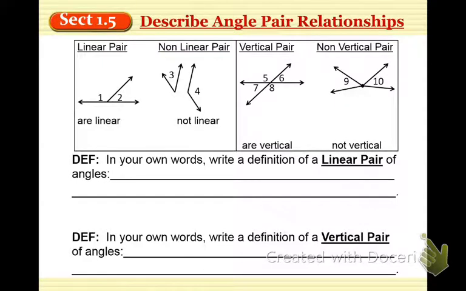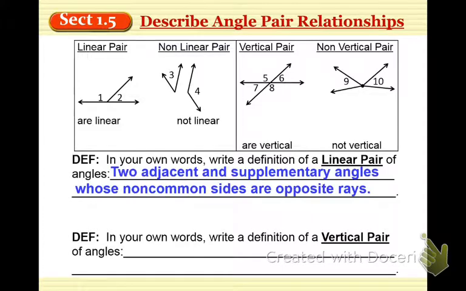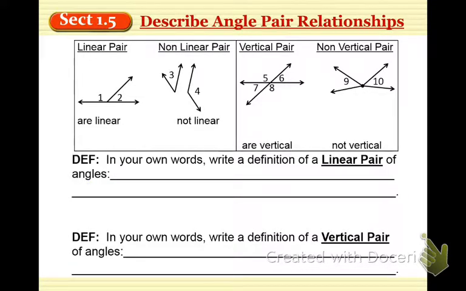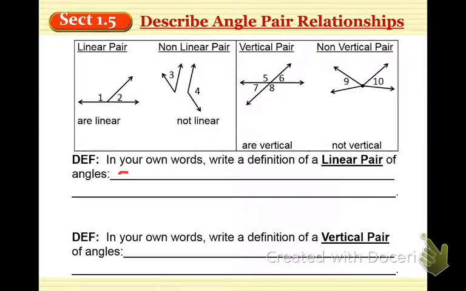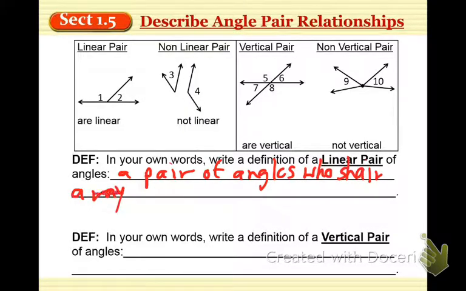Let me give you a little bit more formal definition. I didn't use the textbook definition. I would say a pair of angles who share a ray, or a side, let's say a side. That's the adjacent part of the definition. They share a side and whose non-adjacent sides form a line.